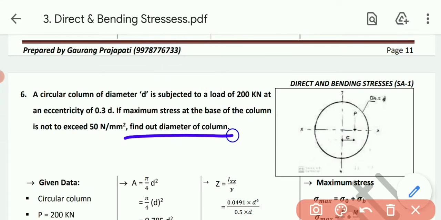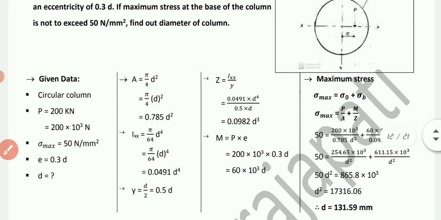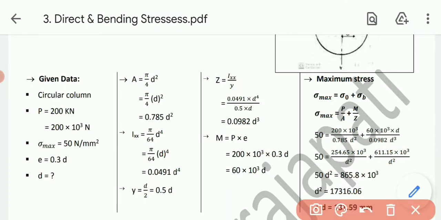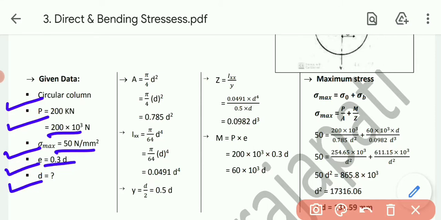So then find out the diameter of the column. We need to calculate the diameter. No worries, what they have given us, we will start the sum from that only. Circular column is there, force is given to us 200 kilonewton, so 200 into 10 raised to 3 Newton. Sigma maximum is given to us, that is 50 Newton per mm square. Eccentricity is also given, but in terms of diameter, and we need to calculate the diameter.